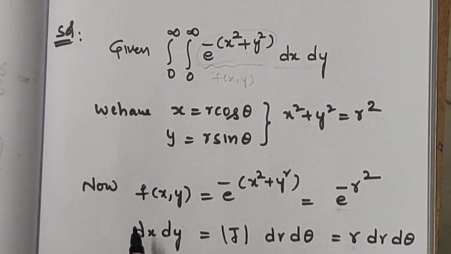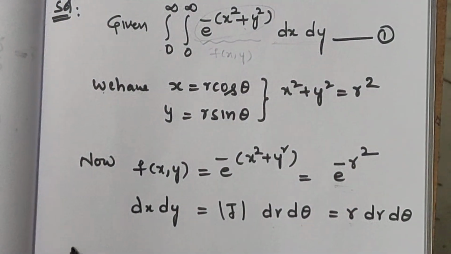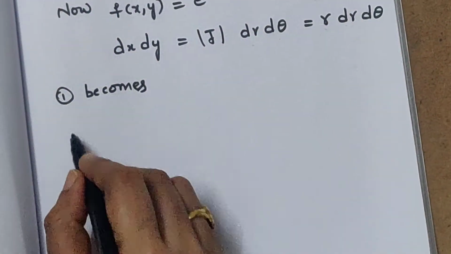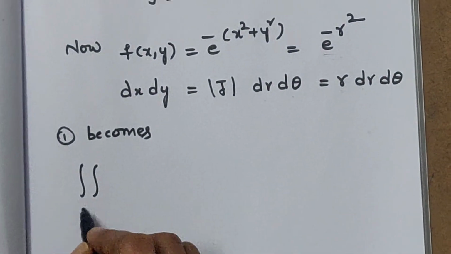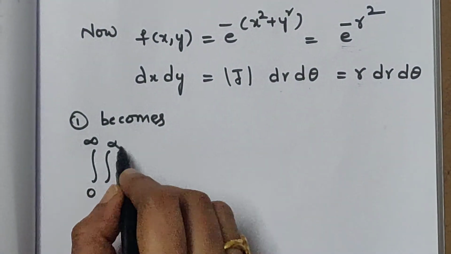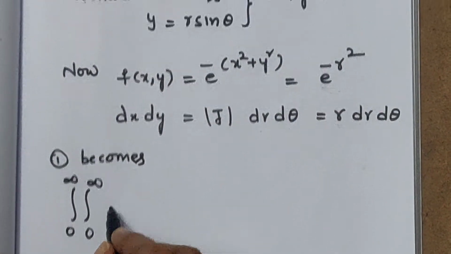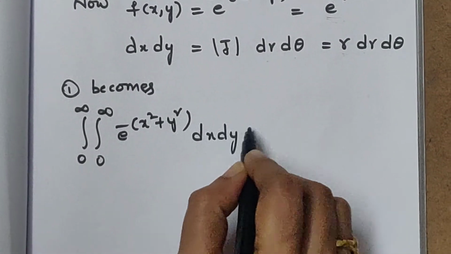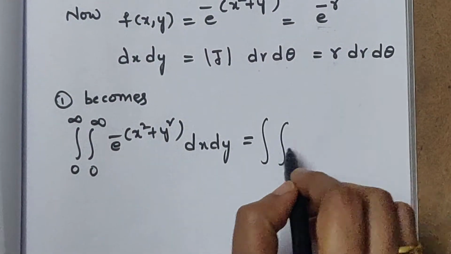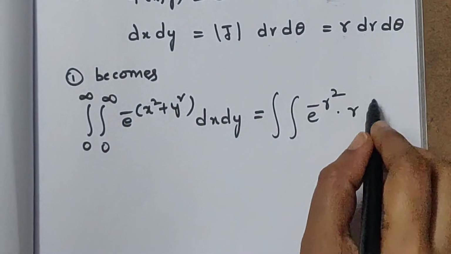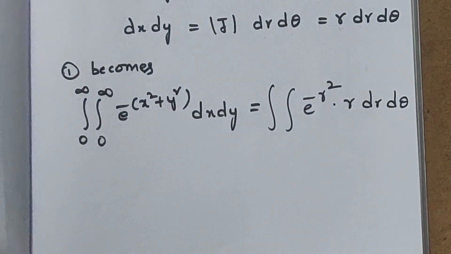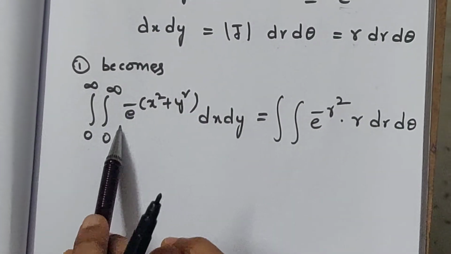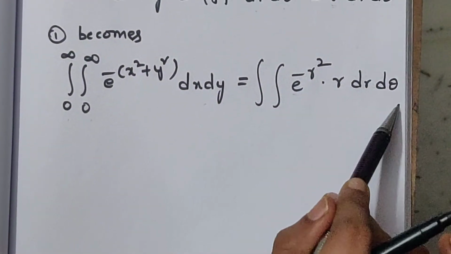By using these substitutions, take this as I. It becomes the double integral 0 to infinity of e power minus of (x square plus y square) dx dy. This turns to the double integral of e power minus r square r dr d theta. Here 0 to infinity are the x and y limits. Now that whole double integral turns to a polar double integral.